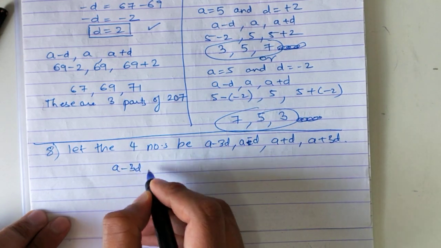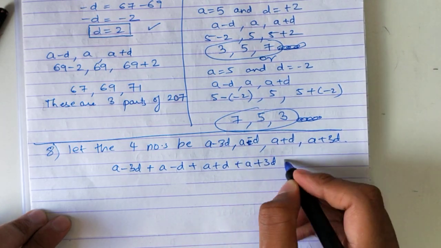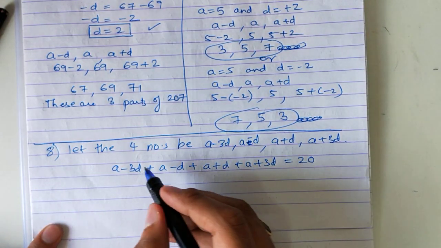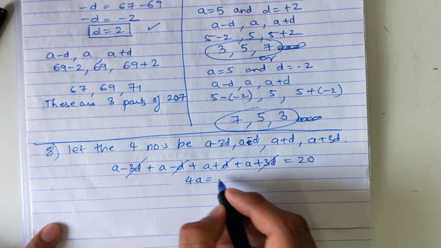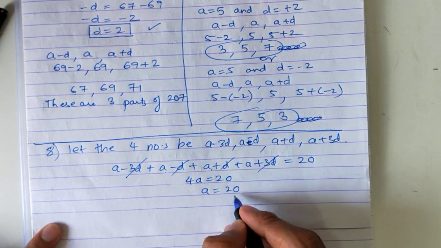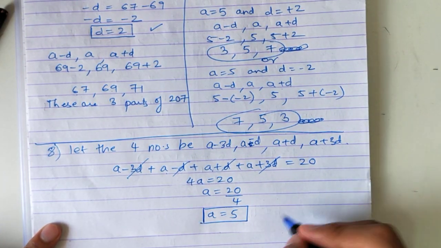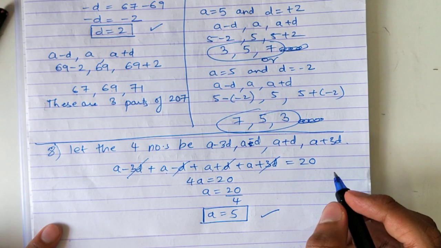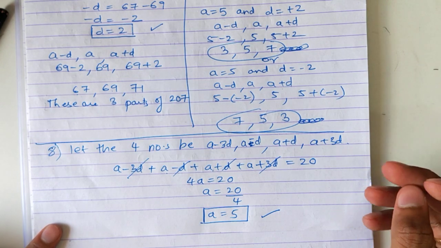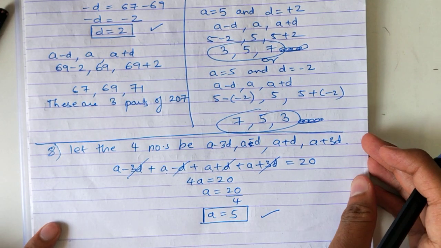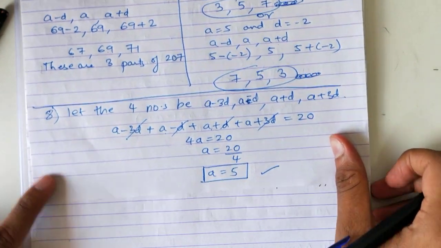So means when I add these, the sum is 20. So this minus 3d plus 3d minus d plus d. a plus a plus a plus a is 4a equals 20. Therefore a is 20 upon 4 is 5. So a तो easily मिल जाता है हमेशा. You will immediately get a in the first step only because they'll give you the sum of the terms. Most of the time they will give you the sum of the terms.